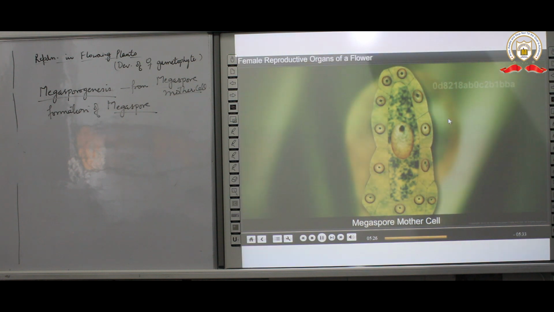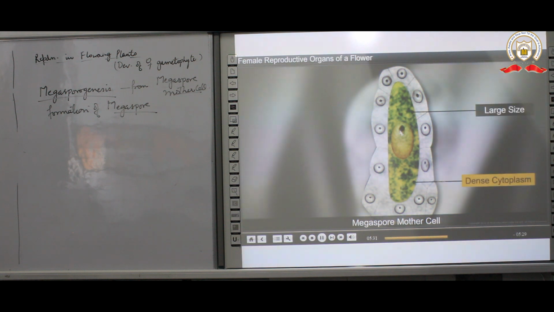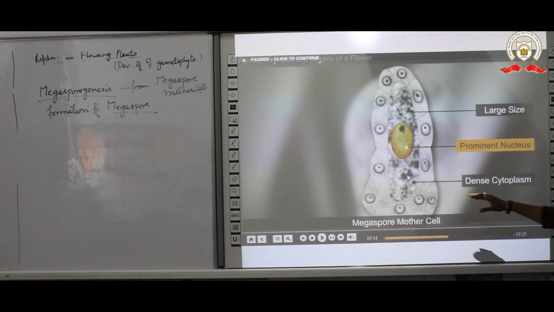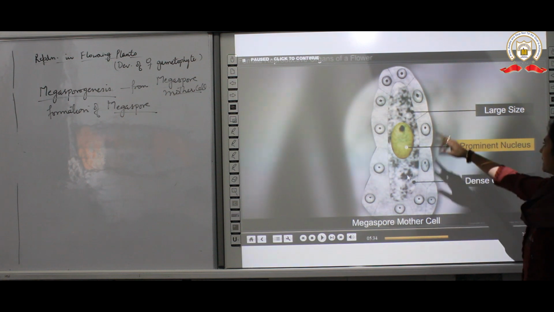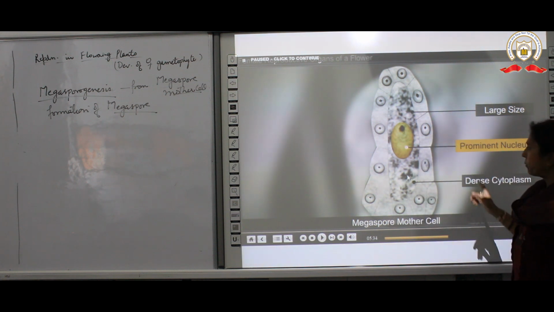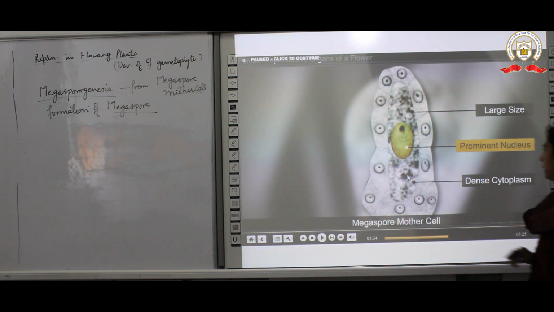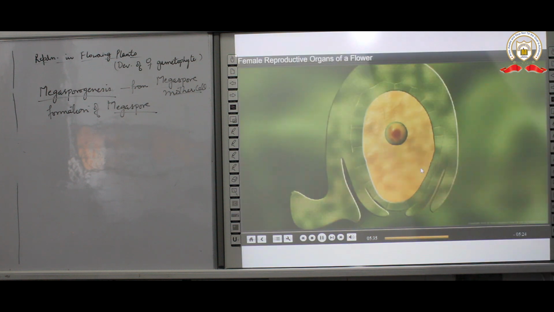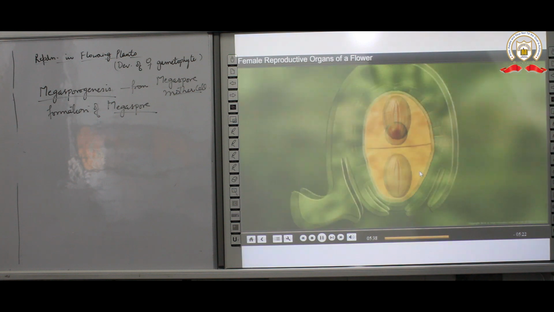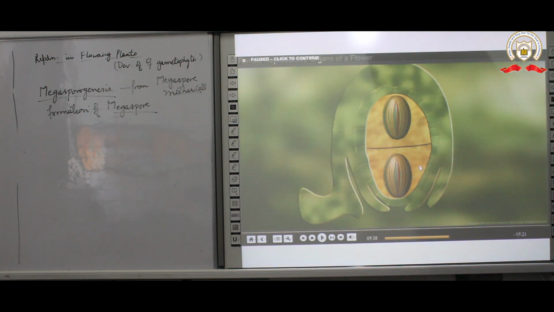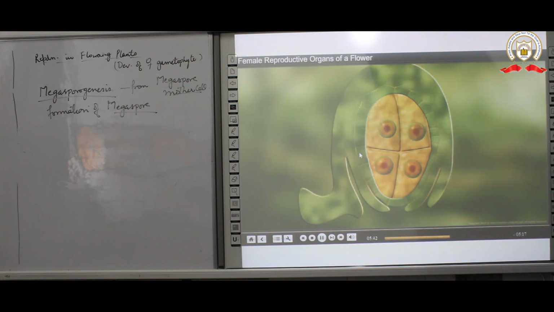which can be easily distinguished from other cells due to its large size, dense cytoplasm, and prominent nucleus. Since it is ready to undergo the process of meiosis, it has a large size, dense cytoplasm and a prominent nucleus. Now this will undergo megasporogenesis. The megaspore mother cell undergoes meiosis to form 4 megaspores which arrange themselves in a linear tetrad.